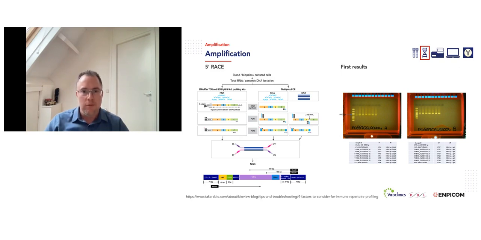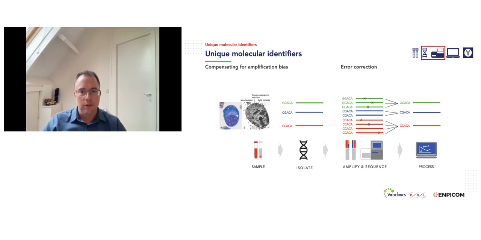So one specific feature that is part of the Takara kit is the unique molecular identifier. For those of you who are not familiar with this concept, a unique molecular identifier is a small barcode, which is, in the case of Takara, 12 nucleotides long, and it is used to tag all the separate RNA templates, and thereby you're able to correct for amplification biases that occur during the amplification and the sequencing.